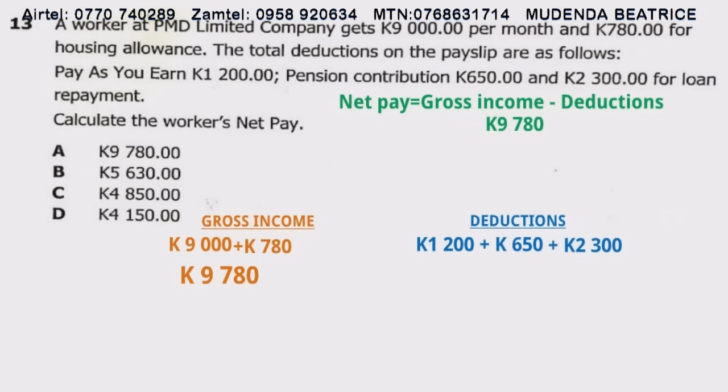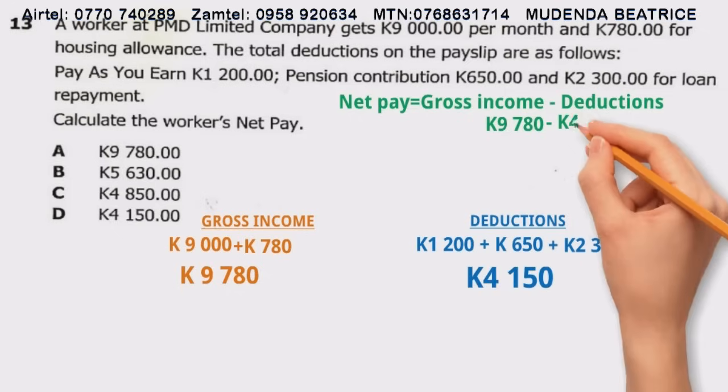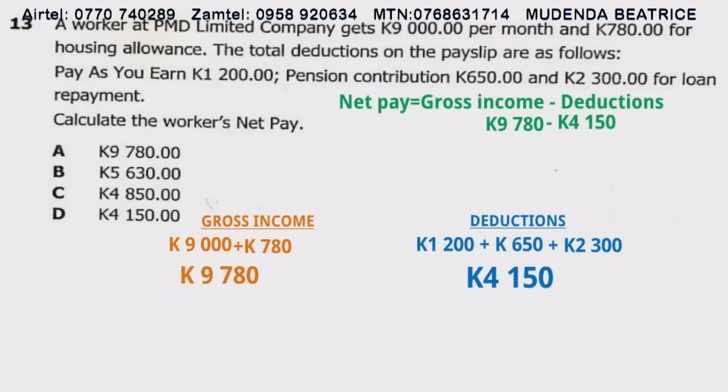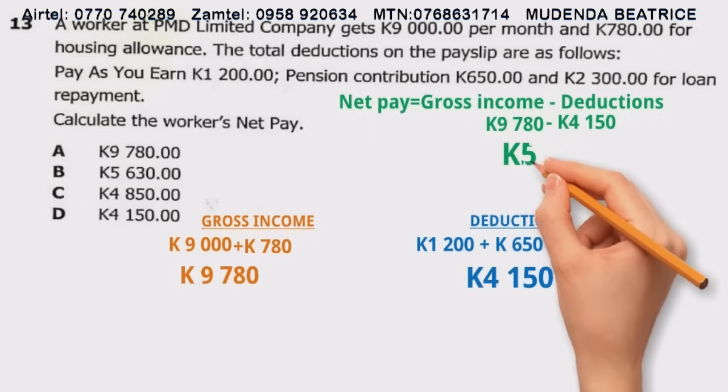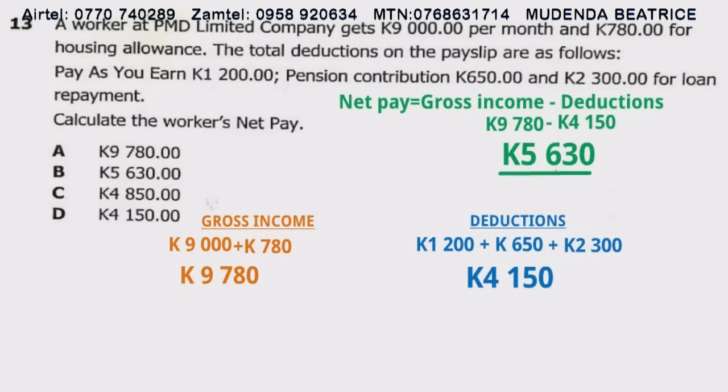So we have those three deductions, which is 1,200 plus 650 kwacha plus 2,300 kwacha. When you punch those in your calculator, they should give you 4,150 kwacha. Now 4,150 kwacha is the total deductions, so we write it under deductions. When you find the difference of 9,780 and 4,150 kwacha, you are going to get 5,630 kwacha. Now that is the net pay. So the correct answer is B, which is 5,630 kwacha.